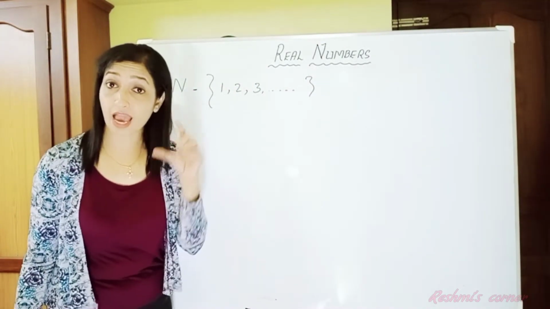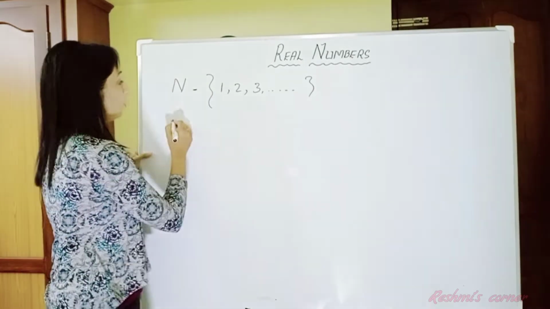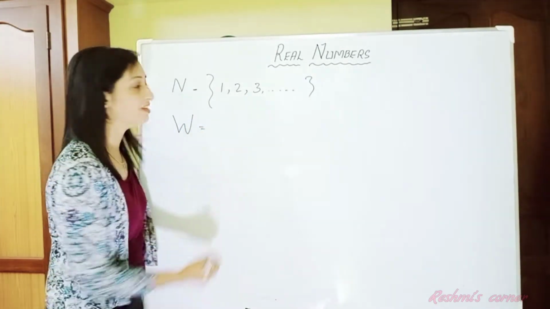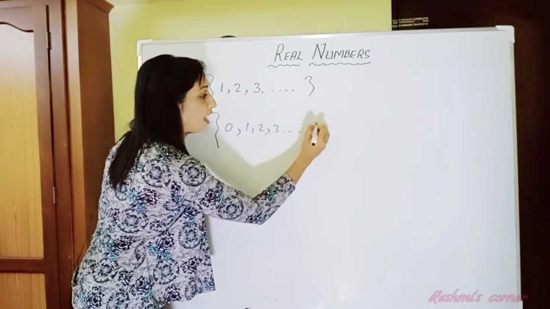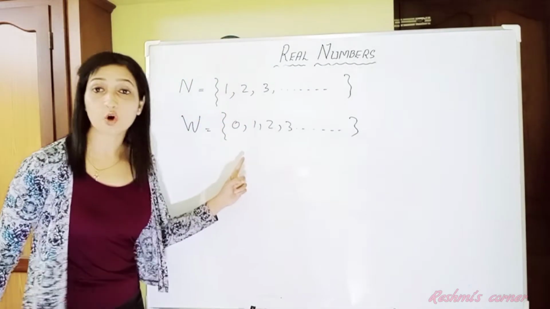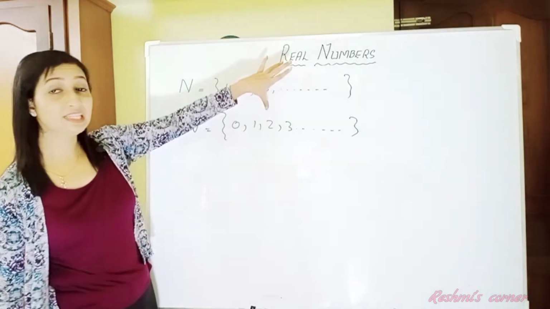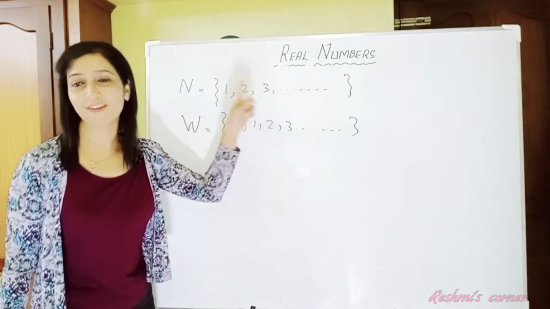Now what if we add a 0 to this set of all natural numbers? What does that become? We call that set W, which is the set of whole numbers, and that is 0, 1, 2, 3 and goes on. And this set we call the set of all whole numbers. Now this set of natural numbers is also called the positive integers.